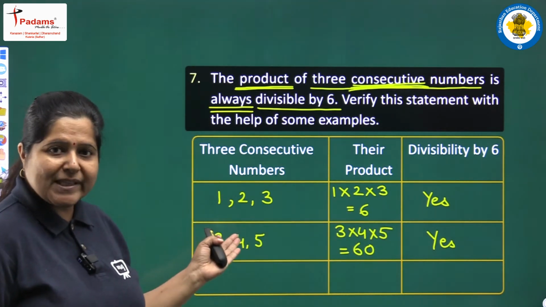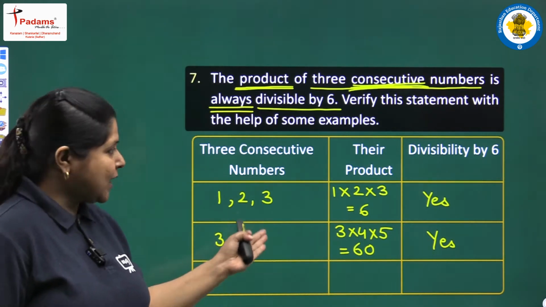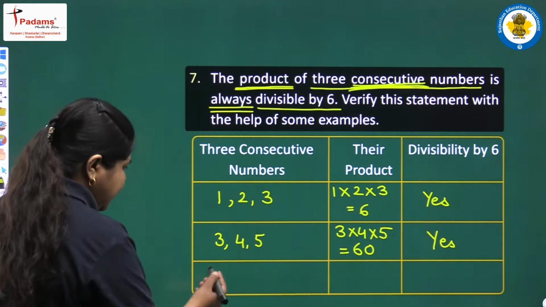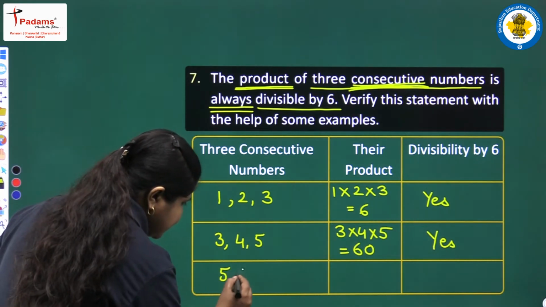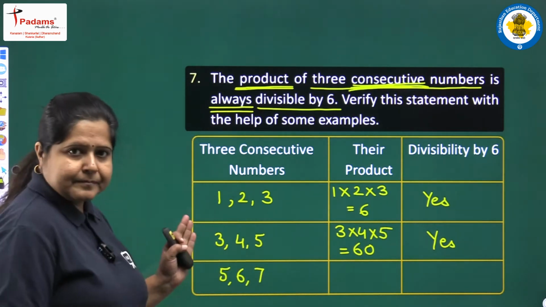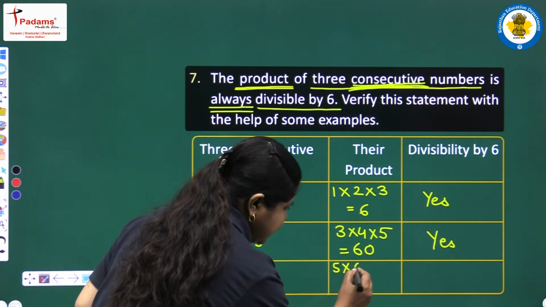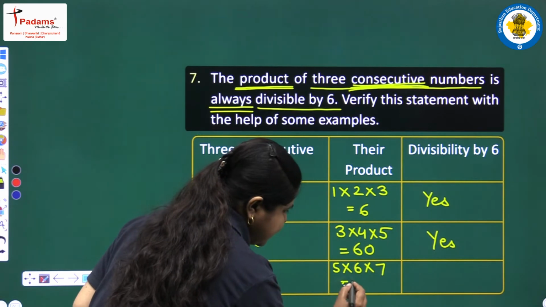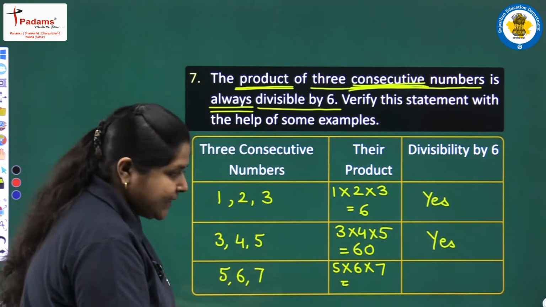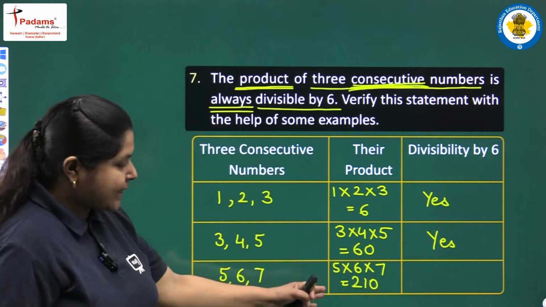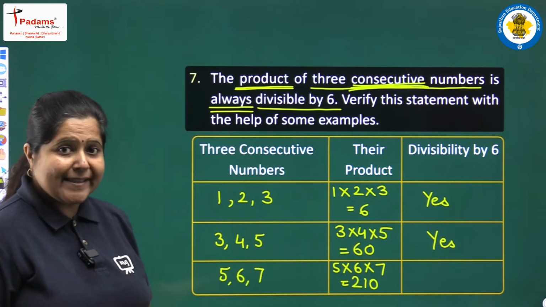कोई भी 3 numbers ले रहे हैं हम लगातार तो उनका product 6 से divisible आ रहा है. एक और set लेते हैं. Let us take 5, 6 and 7. इनका product लेते हैं 5 into 6 into 7. It is 5 and 6 30, 30 into 7 210. Now is this 210 divisible by 6?